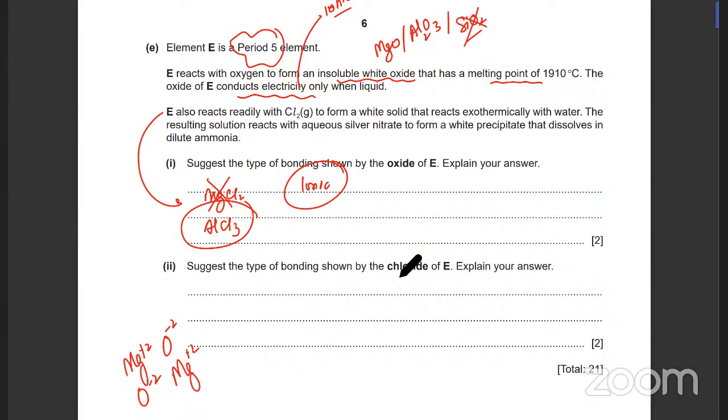Suggest the type of bonding by the chloride of E. Explain your answer. Now, since we have figured that out, what type of bonding does AlCl3 have? Ionic, right? Remember, AlCl3 is a covalent molecule. Although aluminum oxide is covalent. No, it is covalent, I mean AlCl3.